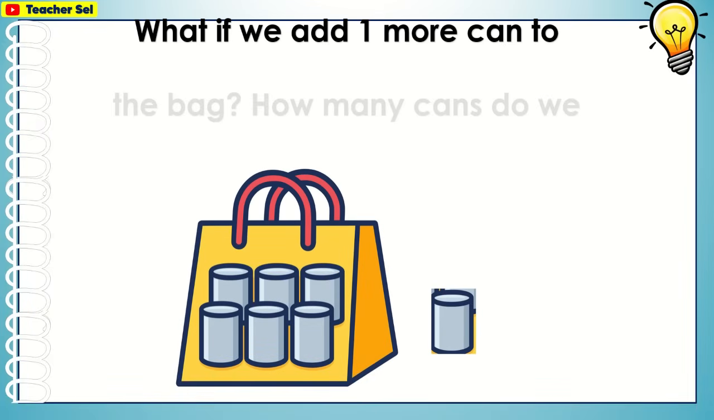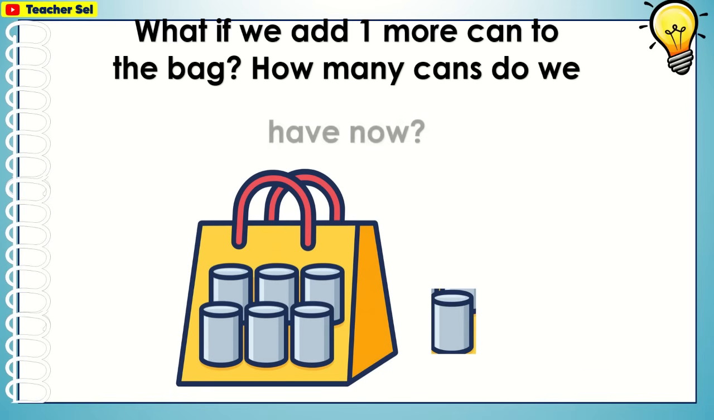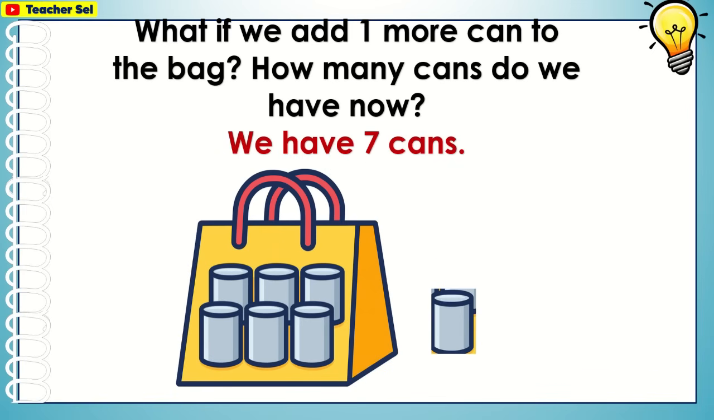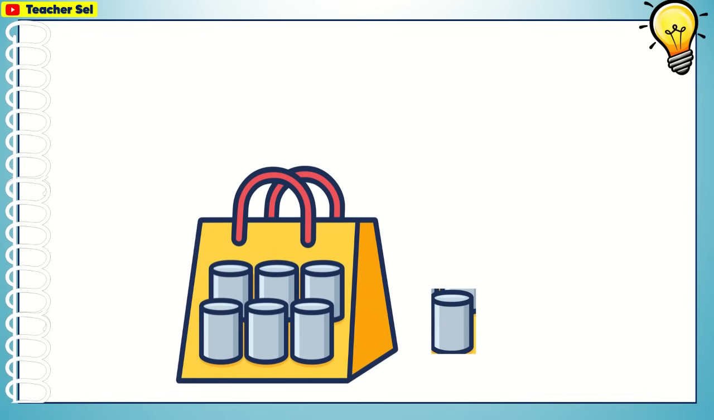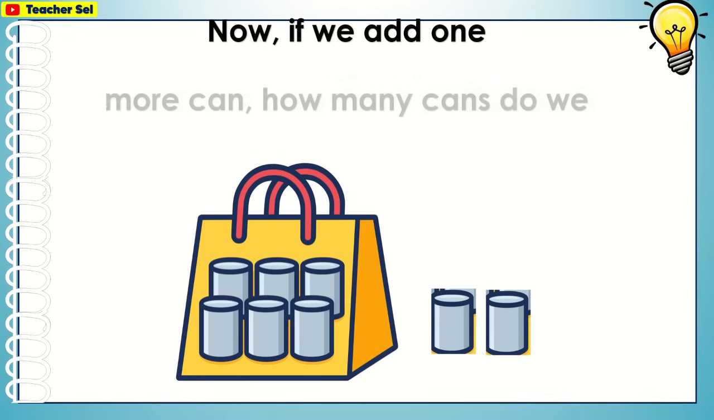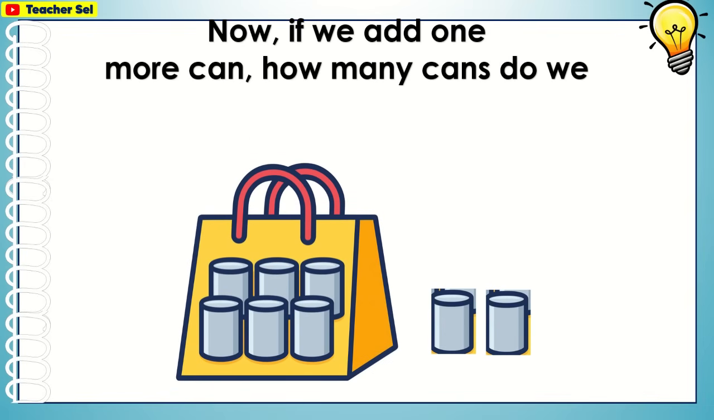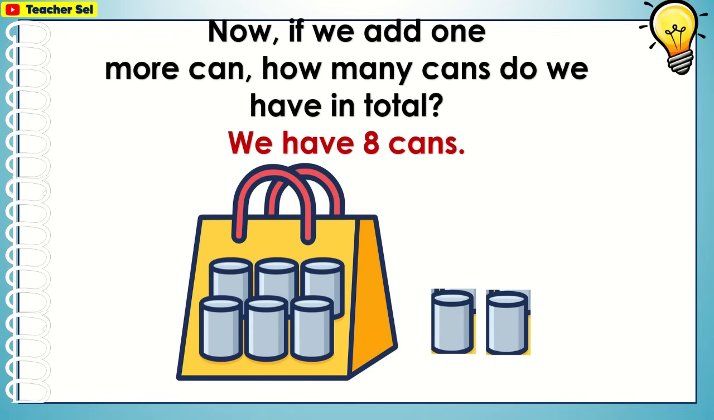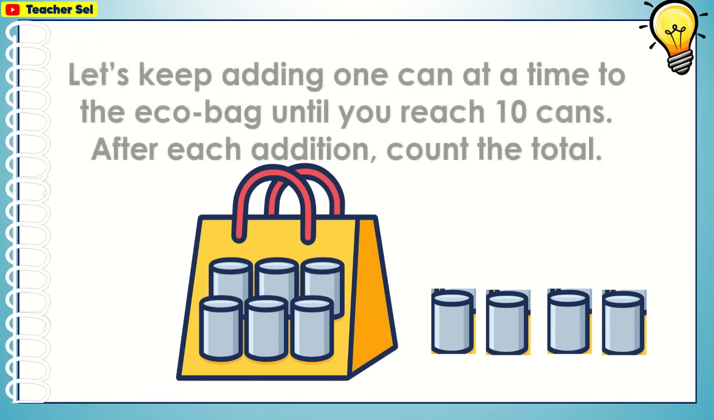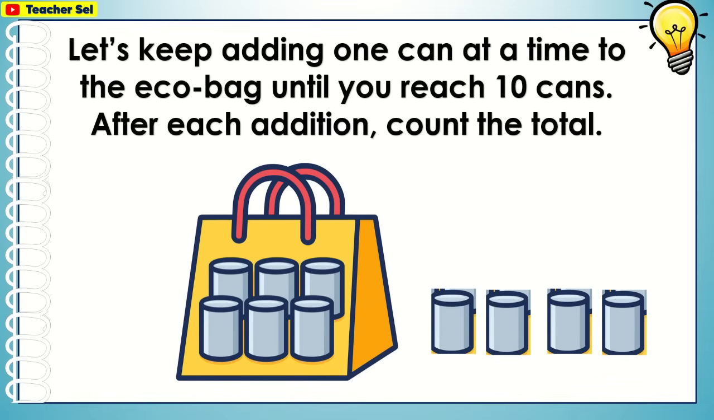What if we add 1 more can to the bag? How many cans do we have now? We have 7 cans. Now, if we add 1 more can, how many cans do we have in total? We have 8 cans. Let's keep adding 1 can at a time to the eco bag until you reach 10 cans. After each addition, count the total.